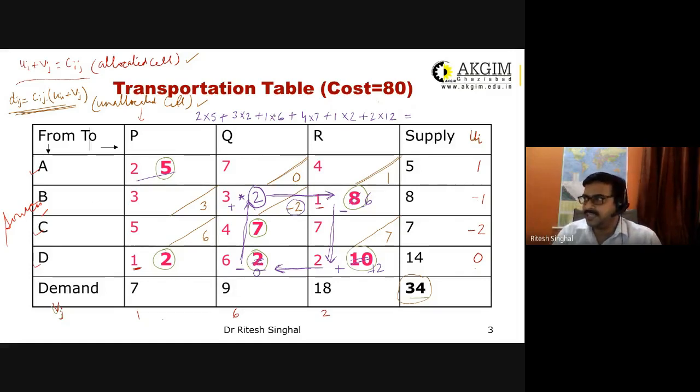Now, what is the next solution? Then they have 10 plus 6, 16 plus 6, 22, and 22 plus 28, 50, 50 plus 24 and 2, that is 76. So you can see we are able to minimize the cost here. The cost which was earlier 80 is now reduced to 76. So this is the optimal solution. This was a feasible solution, but now this is the optimal solution.